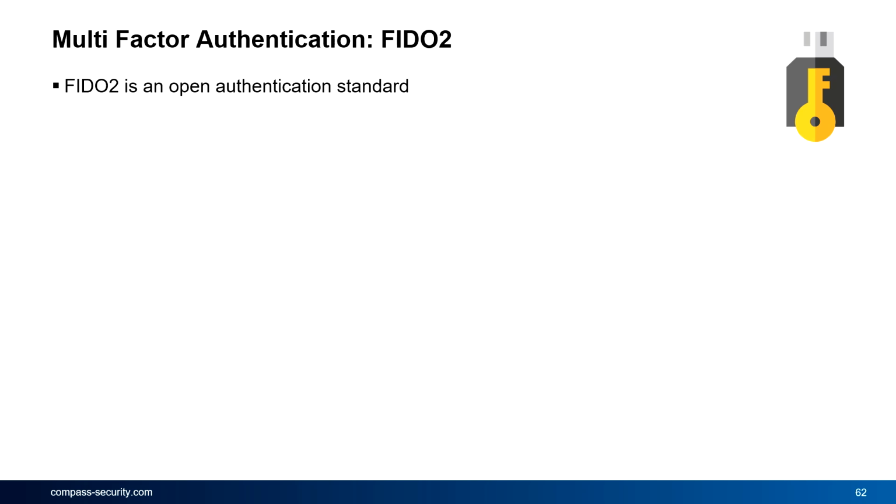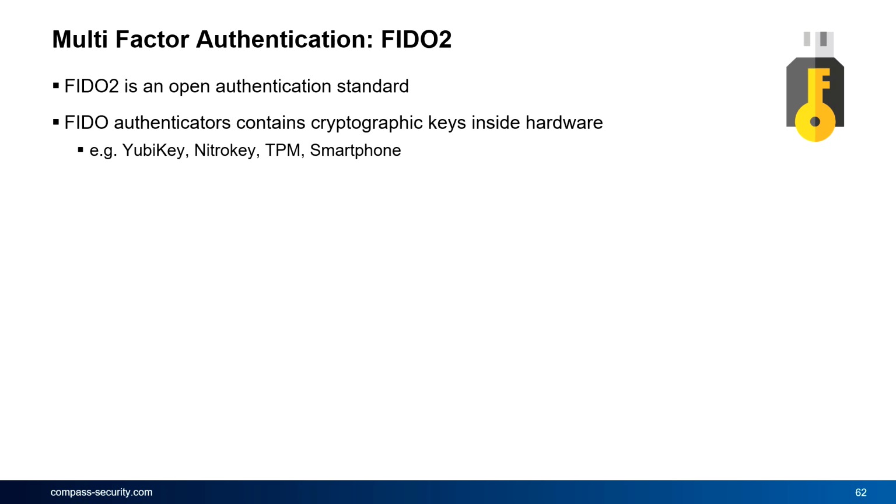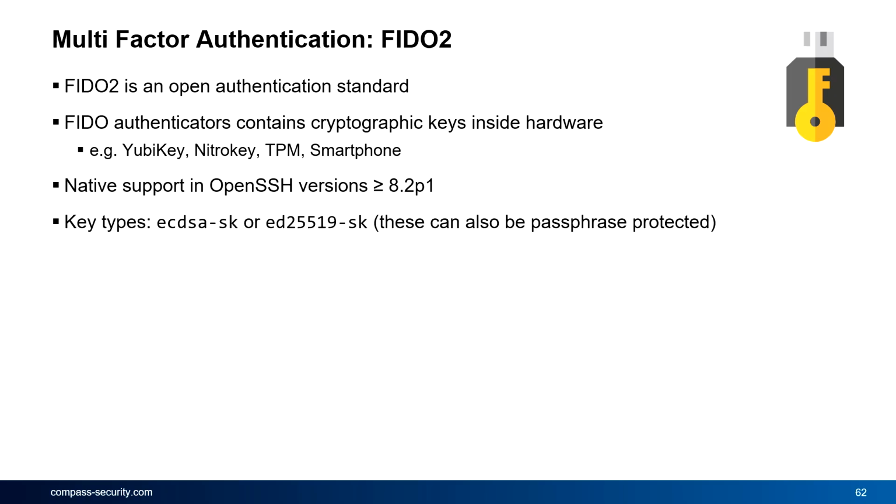FIDO2 is an open authentication standard. You have the so-called authenticators, which contain cryptographic keys inside the hardware. These could be YubiKeys or Nitrokeys. These are products, or you can store them inside the TPM of your computer or inside a security chip on your smartphone and so on. This is natively supported by OpenSSH, and OpenSSH implemented this by adding new key types which end in -sk, which stands for security key.